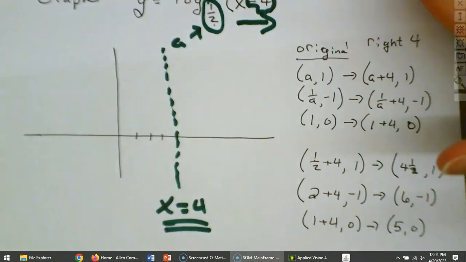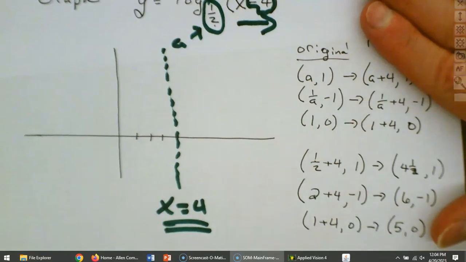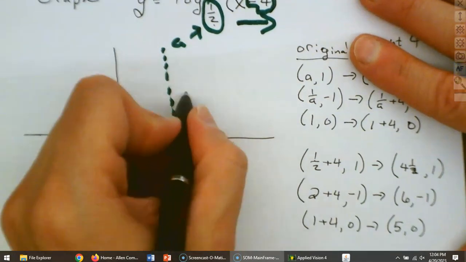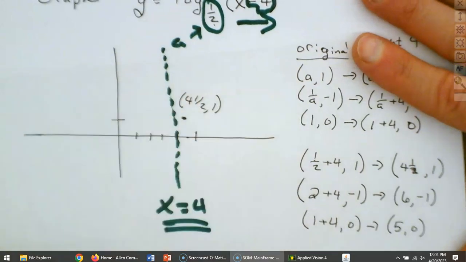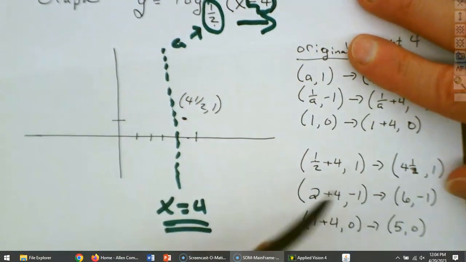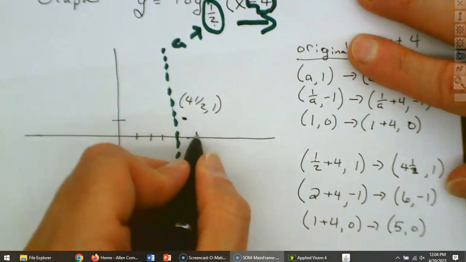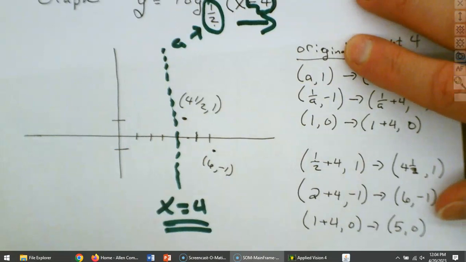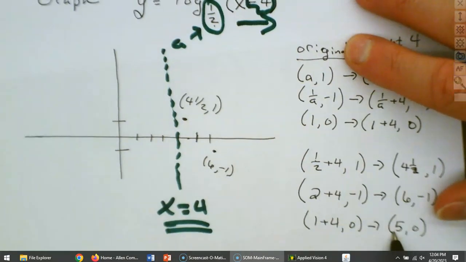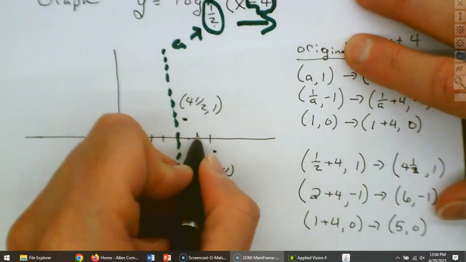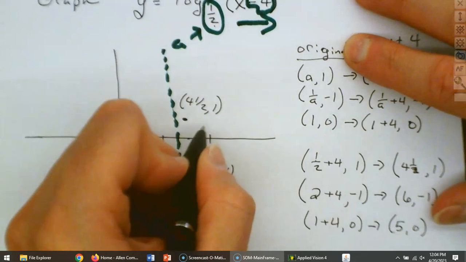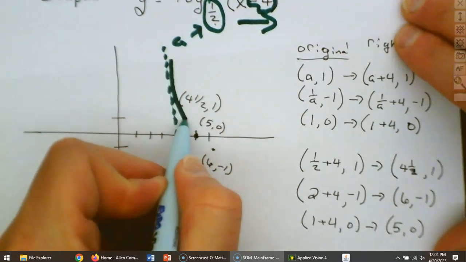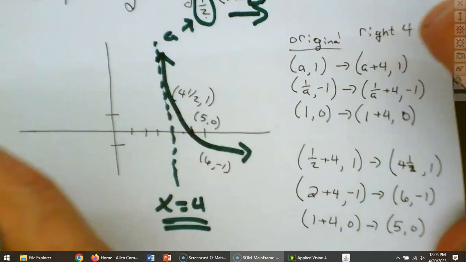Those are our points. We're going to plot them. 4 1/2, comma 1. Well, 4 1/2 would be right about there, up 1. The next point is 6, negative 1. So there's 5, 6, down 1, right about there. And the last one is at 5, 0. So 5, 0 is going to be right about there. Connect them together. The curve, just like that.